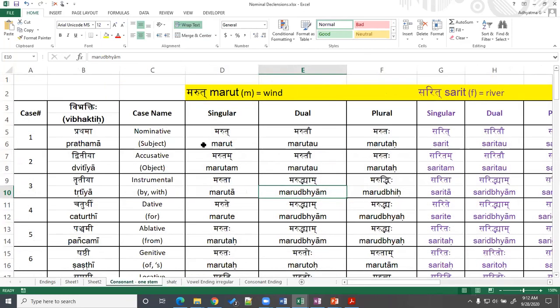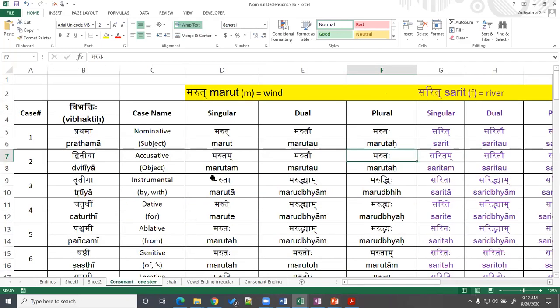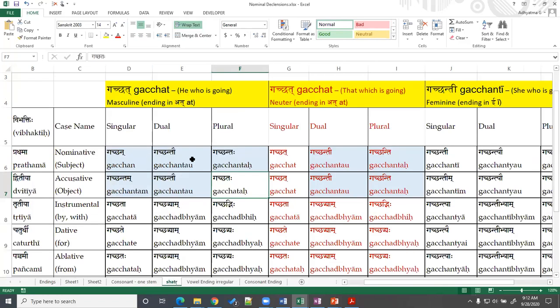For marut, it is marut, marutau, marutaha, and marutam, marutau, marutaha. If you look here: gachan, gachantau, gachantaha, gachantam, gachantau, gachantaha. So the second person plural is okay. It is exactly the same as jagat, marut. But the first 5 are different.